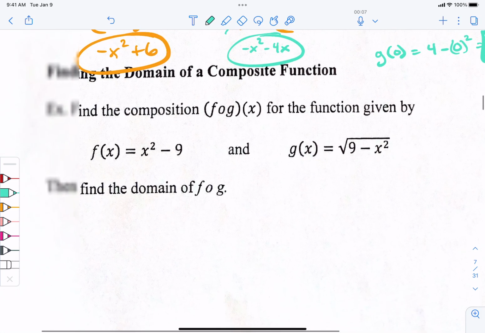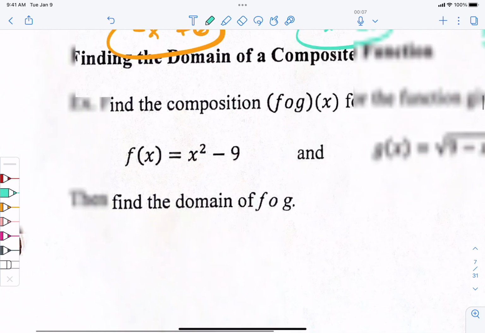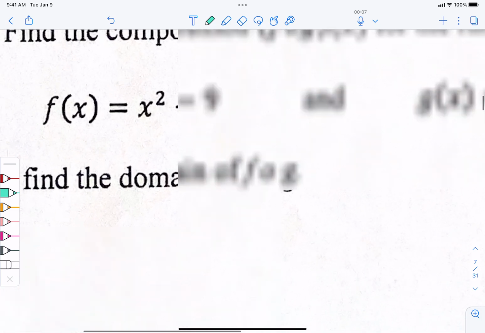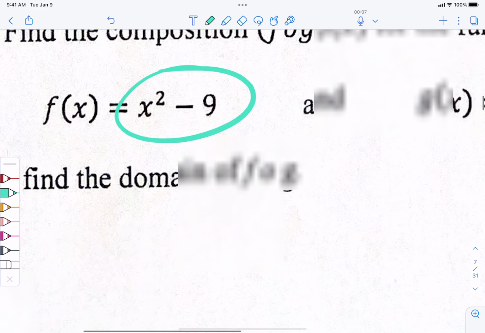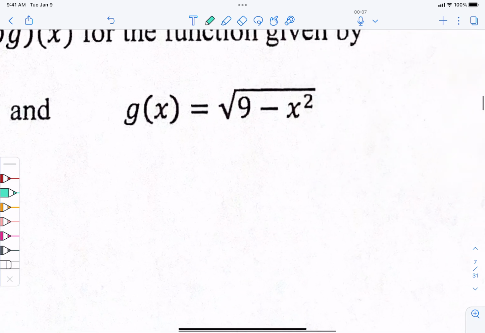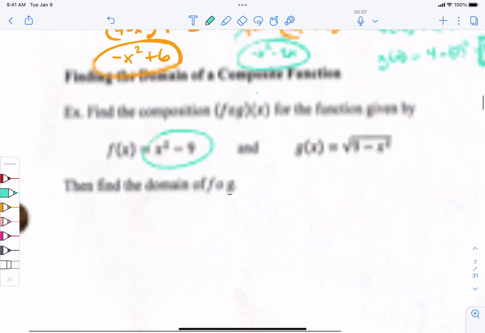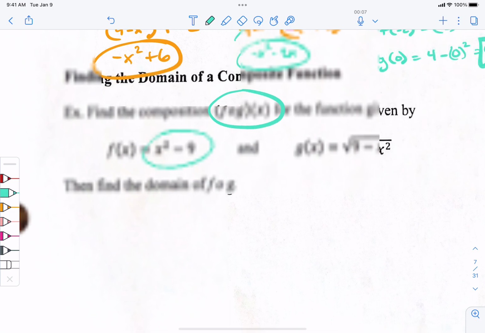Okay, finding the domain of a composite function. Here we go. The domain of x squared minus 9 is all reals, because I can plug in anything I want to. The domain of g of x is not all reals, however, because I can only plug in certain numbers for x, because I don't want to divide by a negative, okay?